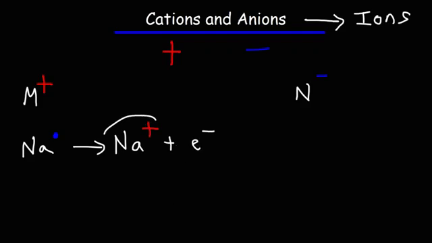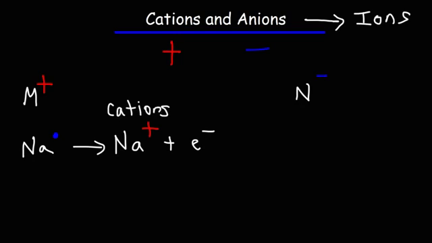In this case, it has one more proton than electrons, and so it has a positive charge. Metals like to give away electrons. These are electropositive elements, and as they give away electrons, they form positively charged ions known as cations.